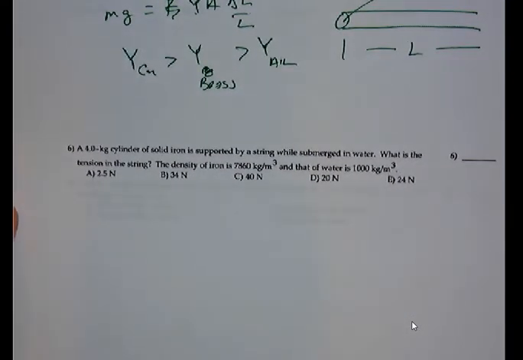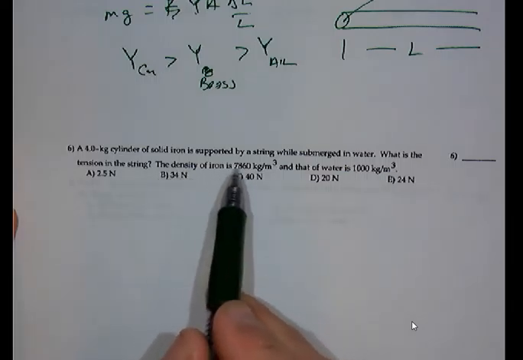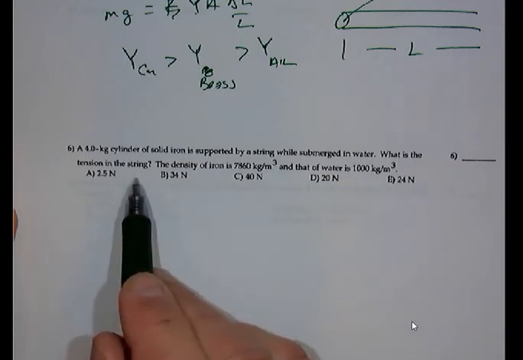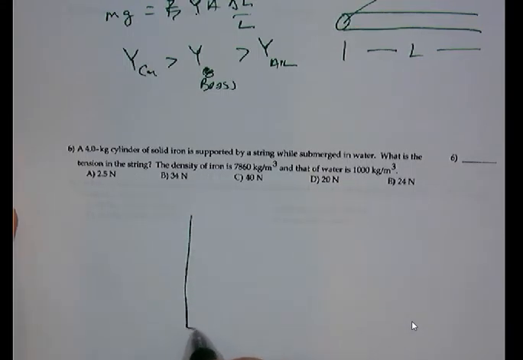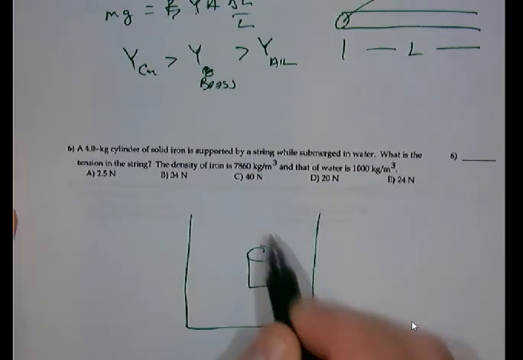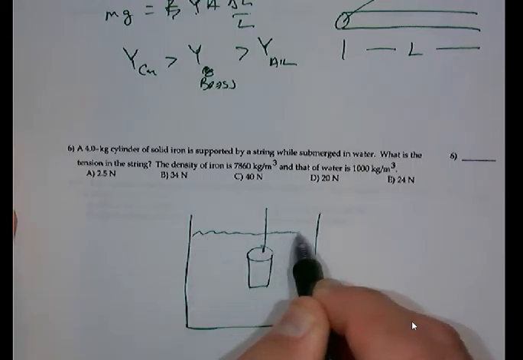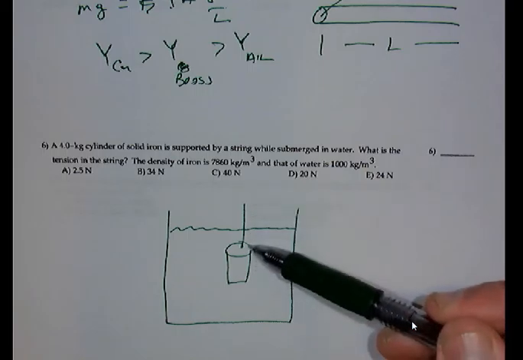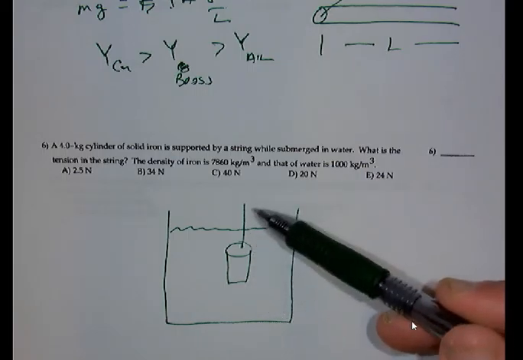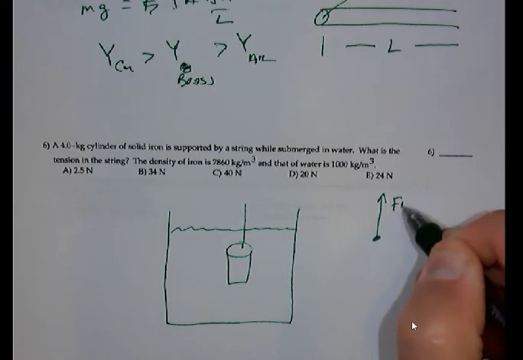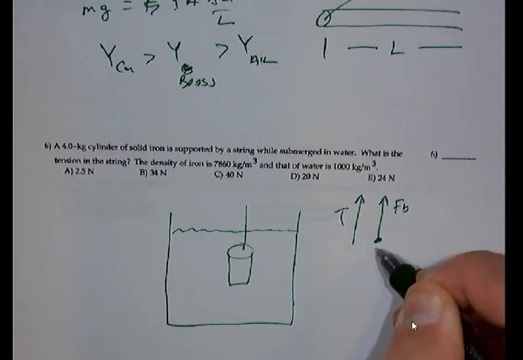Okay, number 6, we have a 4 kilogram cylinder of solid iron supported by a string while submerged in water. What is the tension in the string? Okay, so this is a fluids chapter problem, and there's an additional force on this shape. So it's being hung by a string, something like this. Now, if this were not in water, the tension would just be equal to mg. This is in water, so we also have a buoyant force up. This is just like one of the homework questions. So we've got buoyant force up, tension up, and we have mg down.